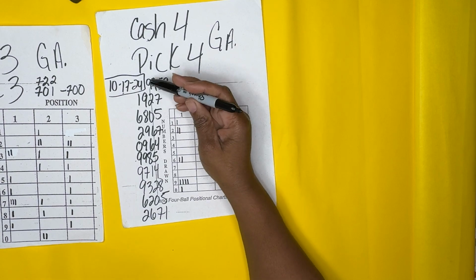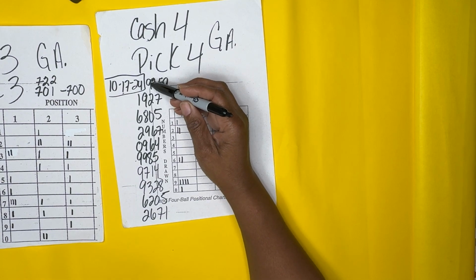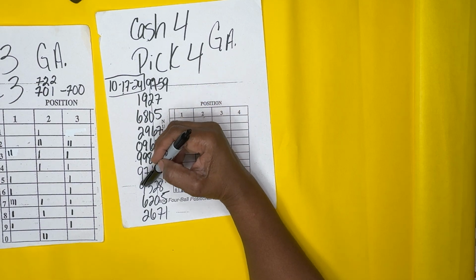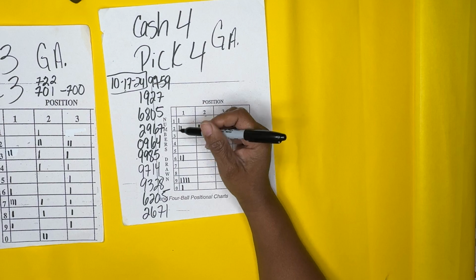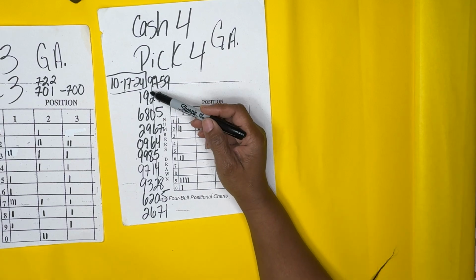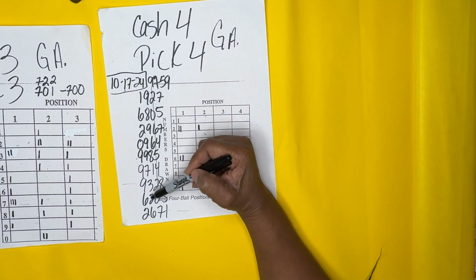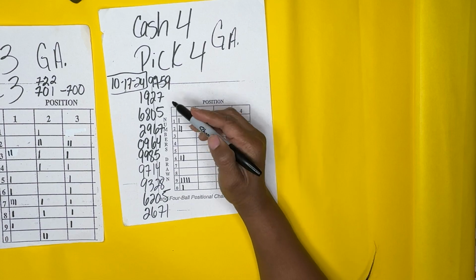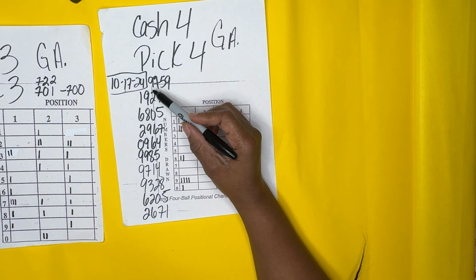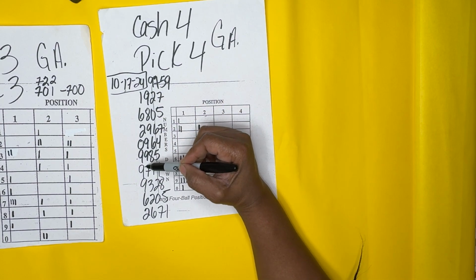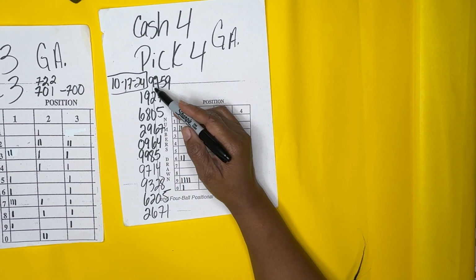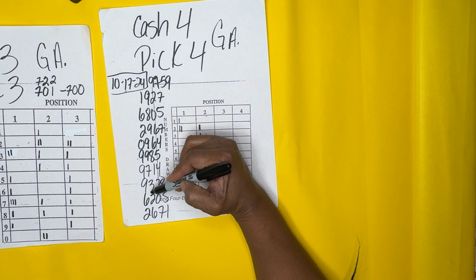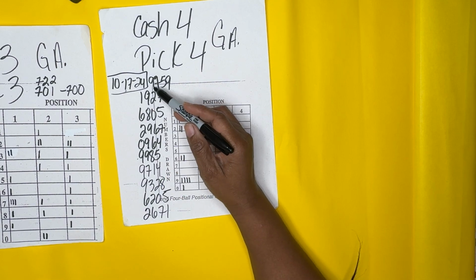No. Number 2. You have 1 for number 2 in the second position. 3. You have 1. 4. 9. 5. 9.